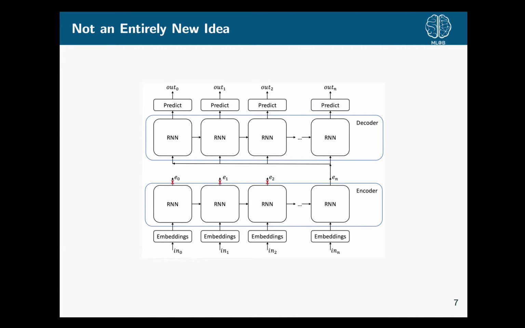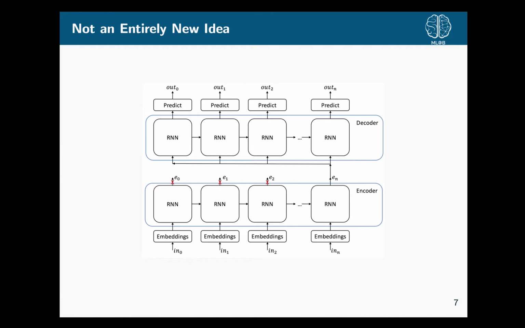So this is not a totally new idea. We've actually talked about encoding and decoding in this class before. I think it was week 3 that we talked about RNNs. One important way that you can use RNNs is to treat recurrent networks as encoding and decoding functions.